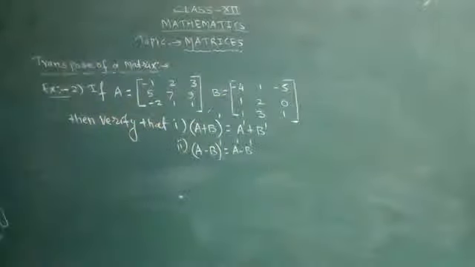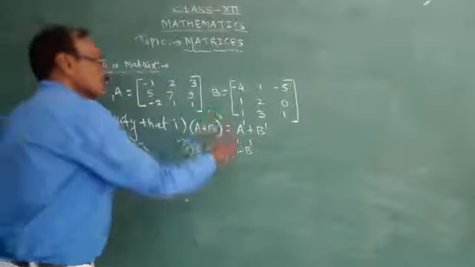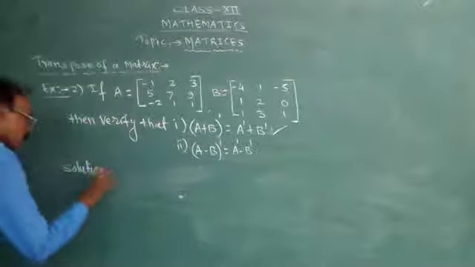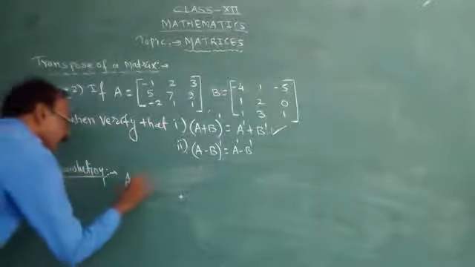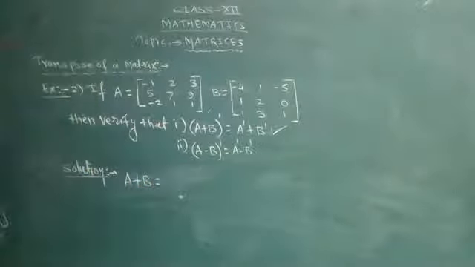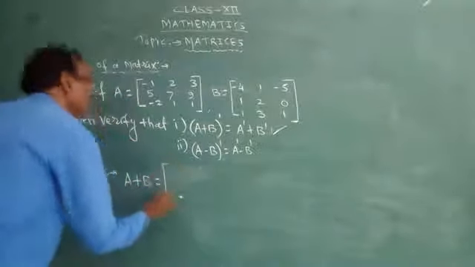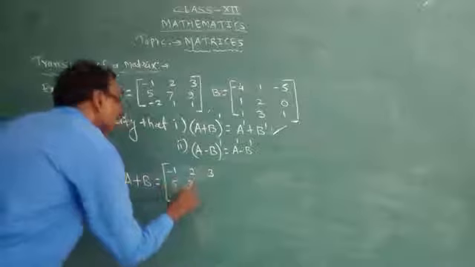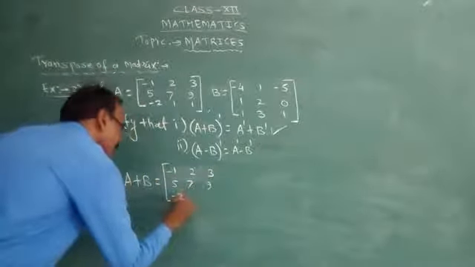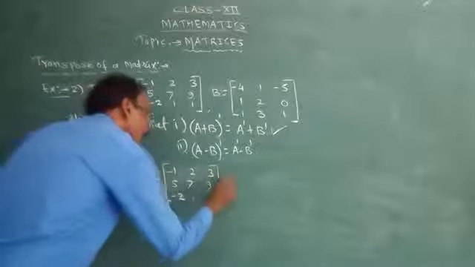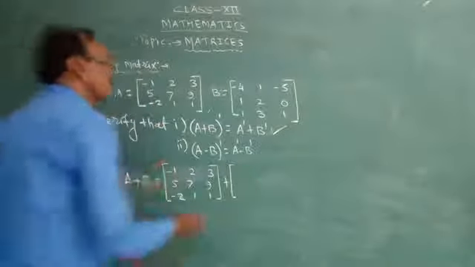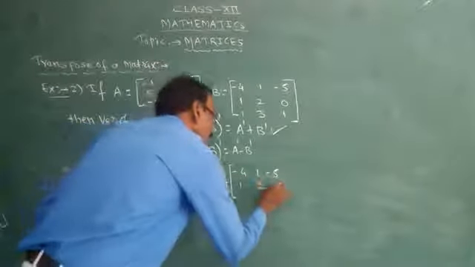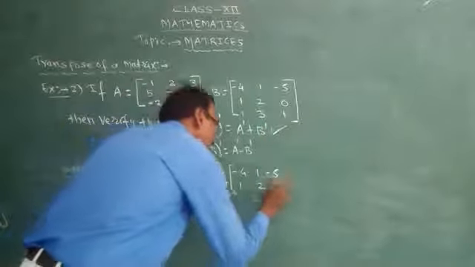So let us first find (A plus B) transpose and solve this. First of all, find A plus B. A is minus 1, 2, 3, 5, 7, 9, minus 2, 1, 1. Then plus B, which is minus 4, 1, minus 5, 1, 2, 0, 1, 3, 1.